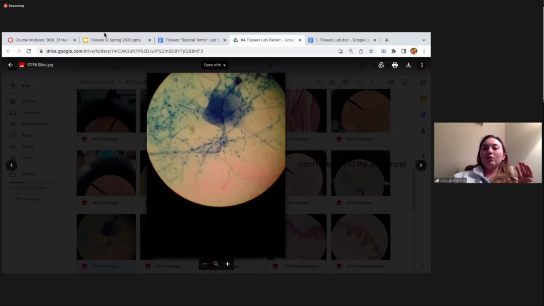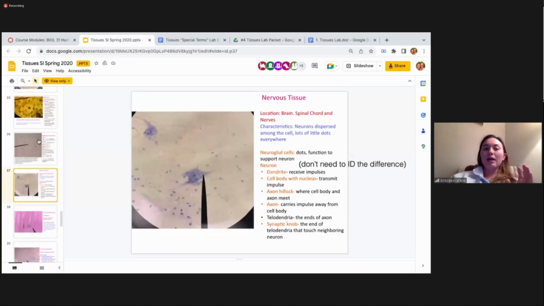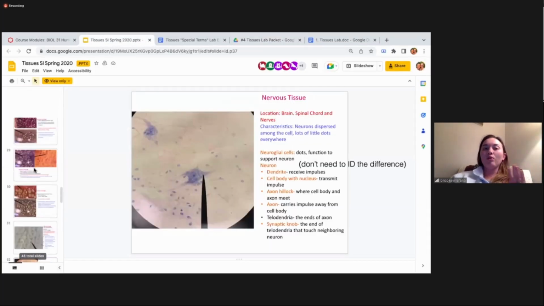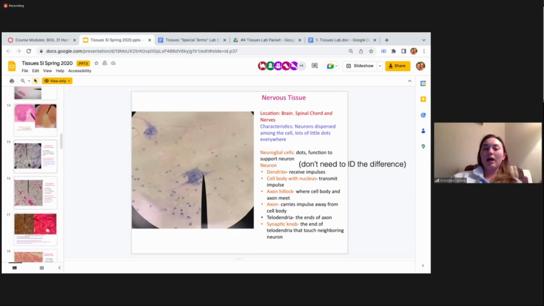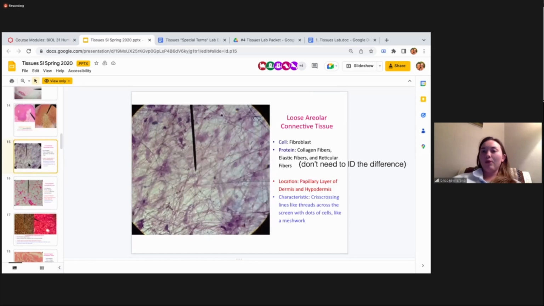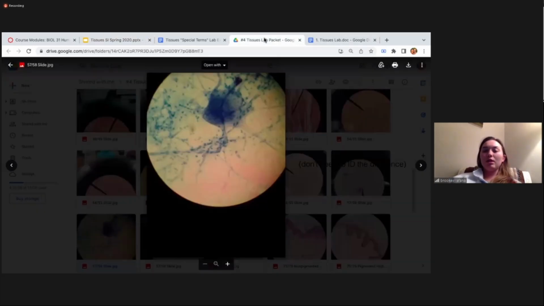So for loose areolar, it was like chaos, but it was all the same across the slide, if that makes sense. Like all over the whole slide, it looks the same pretty much. Versus if you look at your neuron, we've got this big blob at the center, and then it gets less chaotic as we move out from there. Does that make sense? Looking at the two next to each other?